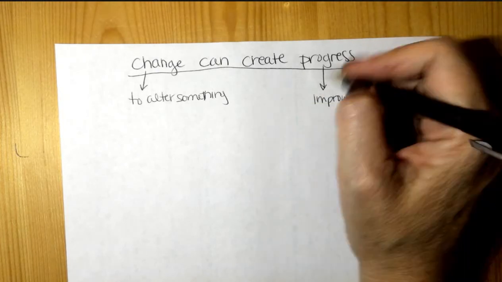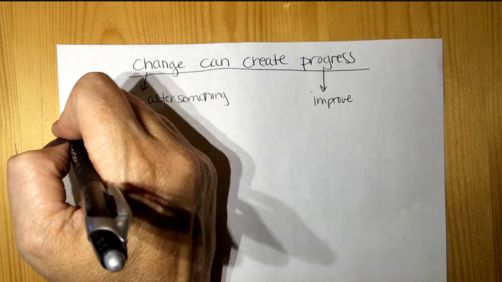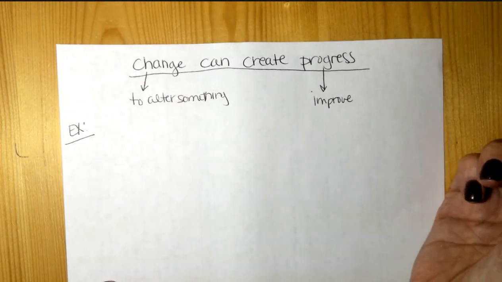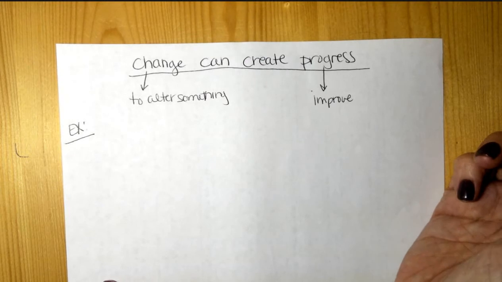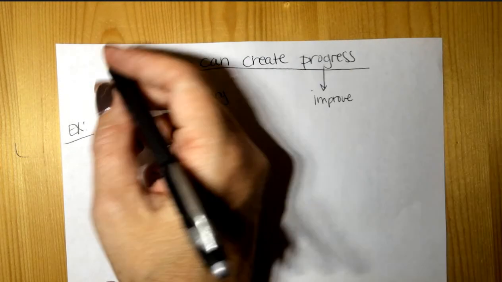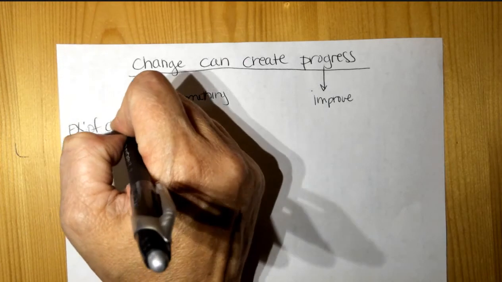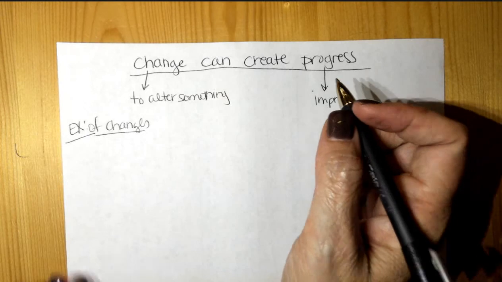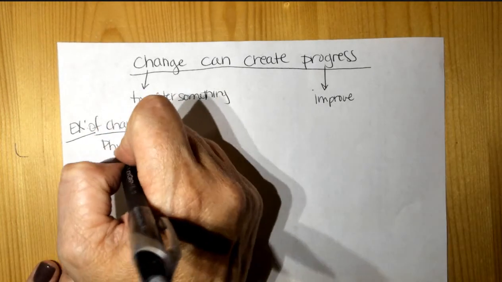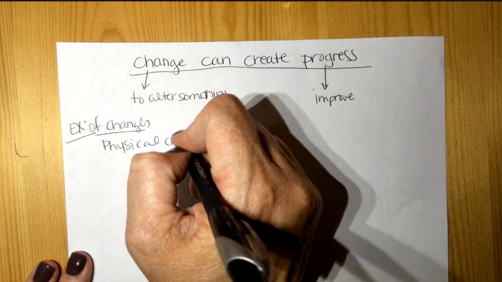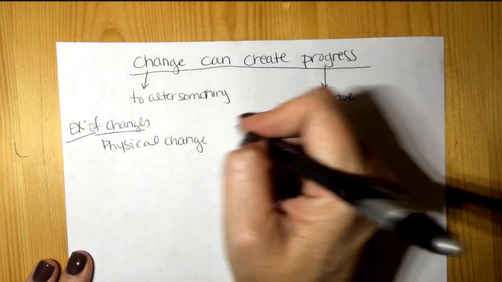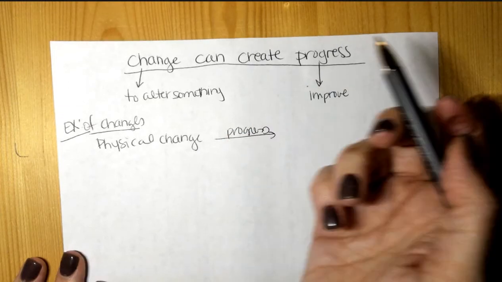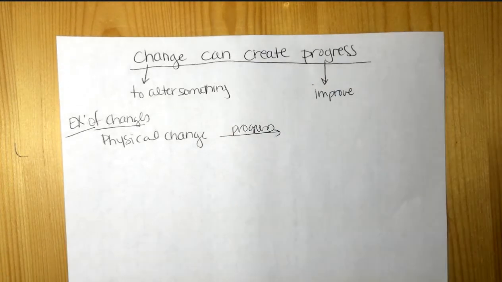Okay, so let's talk about ways that we can see change. So what types of change can occur? Speaking broadly, what type of changes can occur? Okay, so there could be a physical change. And then we would have to look at, where's the progress, right? We would have to define that eventually. What other kind of changes can there be? Okay.